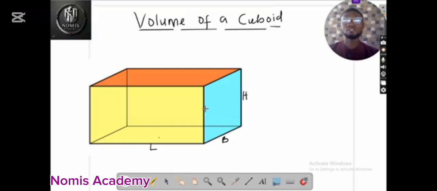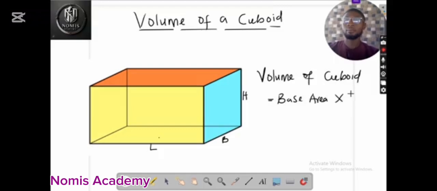So to calculate the volume of a keyboard is the same as for other shapes. That is, volume of keyboard is given to be base area multiplied by the height.